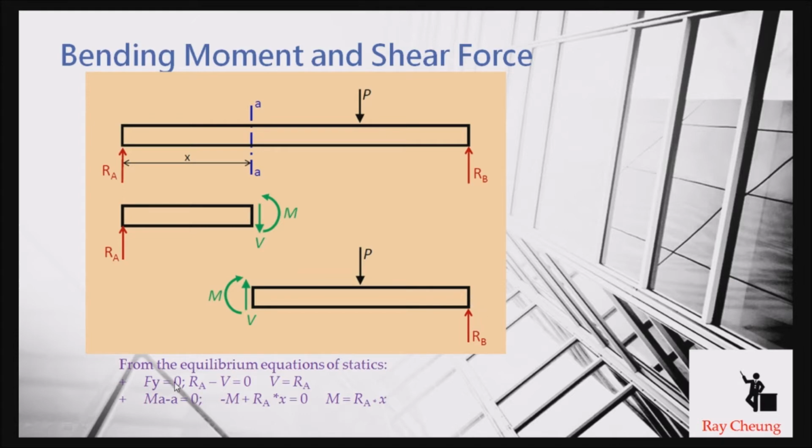From the equilibrium equation, you will understand ΣFy equal to 0, and then you will see Ra is equal to V. This means upward force equals downward force. And the moment along A-A is equal to force Ra multiplied by distance, which is force times distance, the formula. And then you will see actually M is equal to Ra multiplied by x.